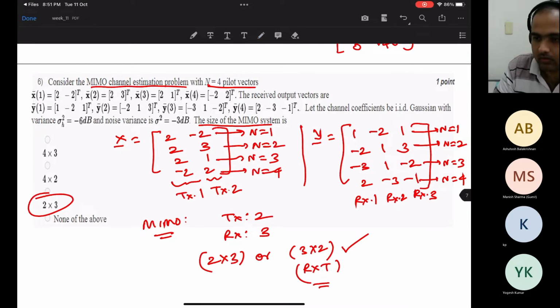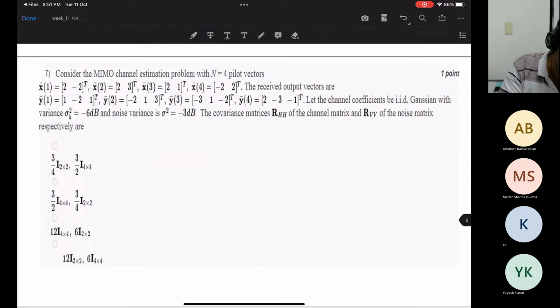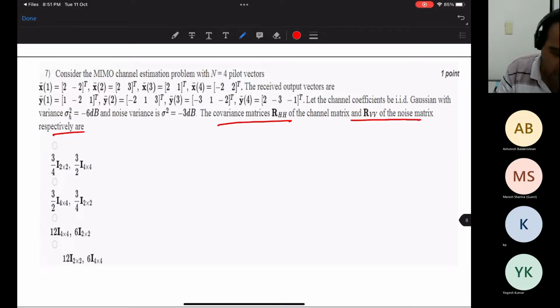Any doubts? Okay, no doubts. We move ahead. Question 7. This is a follow-up to the previous question. We are asked what the covariance matrices RHH of the channel and of the noise are. We need to compute these covariance matrices, so let's do this.